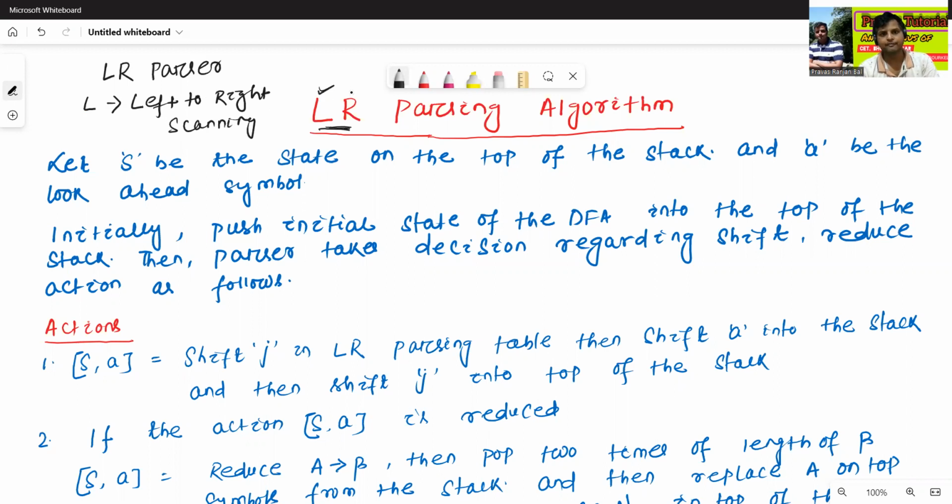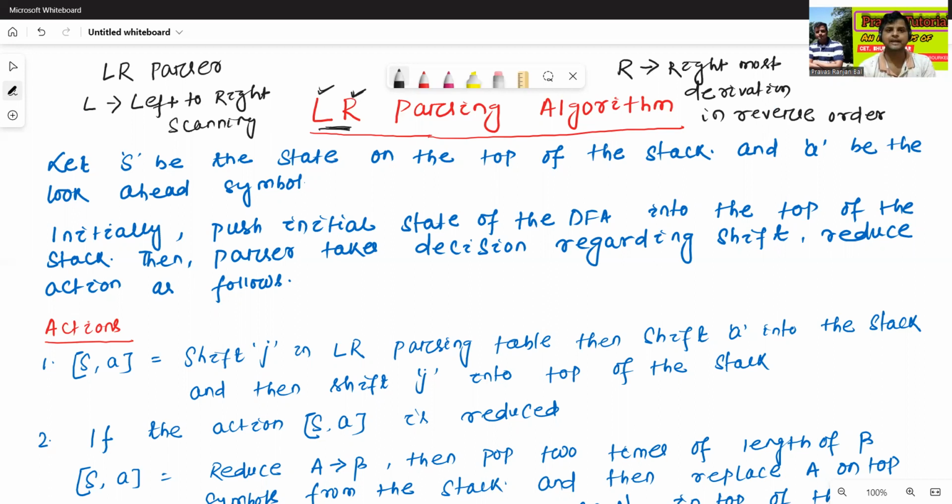So what is the meaning of R? We can write here: R means rightmost derivation in reverse order. Okay. So the LR parsing algorithm, or we can say LR parser.